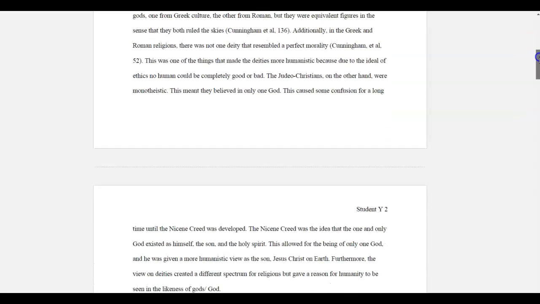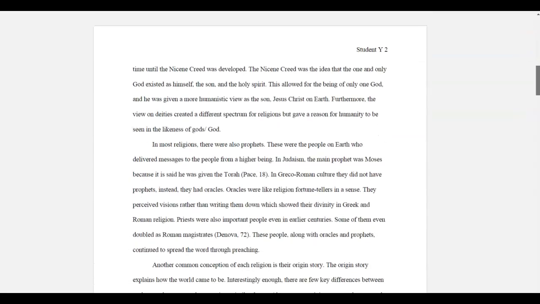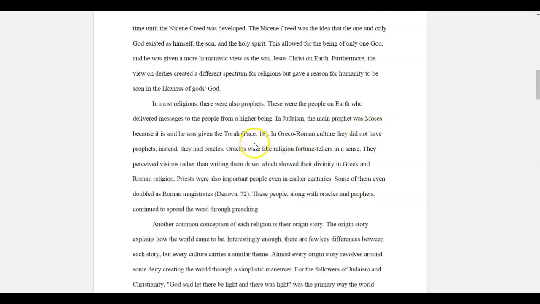Later, you'll see one from Pace, where this information is taken from the article by Pace. Then the same paragraph, some of this information here about the priests doubling as magistrates in Rome, that's from De Novo's article. So again, you'll see the citation is provided.